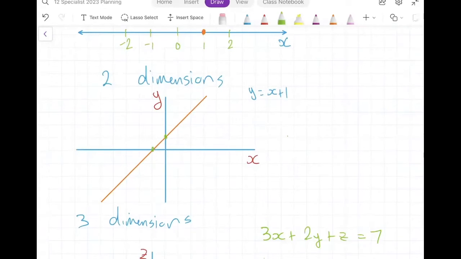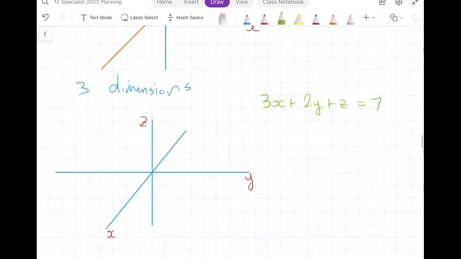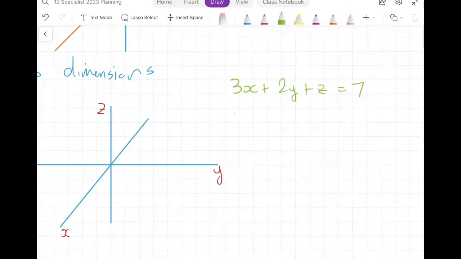I'd find this number here by letting x equal 0. I'm going to do the exact same thing, except I'm going to let both x and y equal 0, y and z equal 0, x and z equal 0. So let's just start by finding our y-intercept.